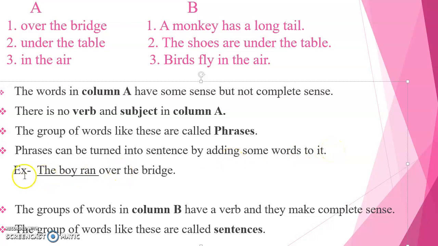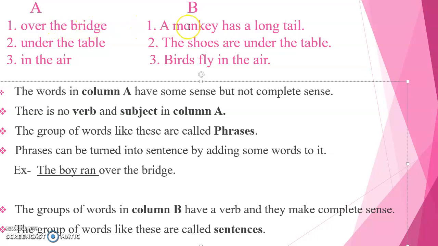For example, the boy ran. If we look, we can see over the bridge. If we want to make a sentence, we have to add some more words. So here we are adding: the boy ran over the bridge. Now it has complete sense, starts with a capital and ends with a full stop. Now this is a sentence, but over the bridge alone is not a sentence, it is a phrase.